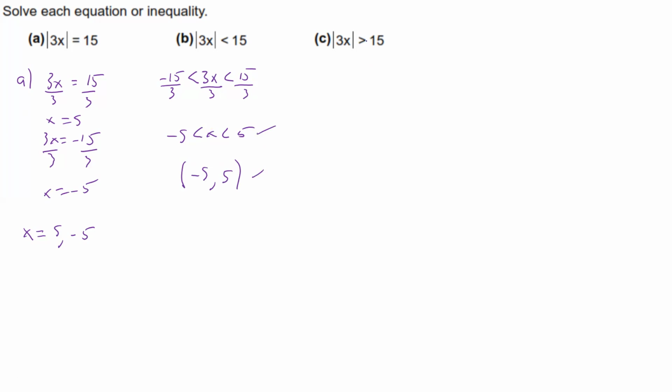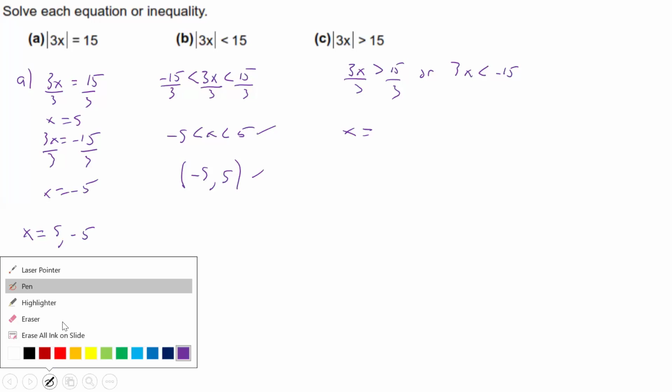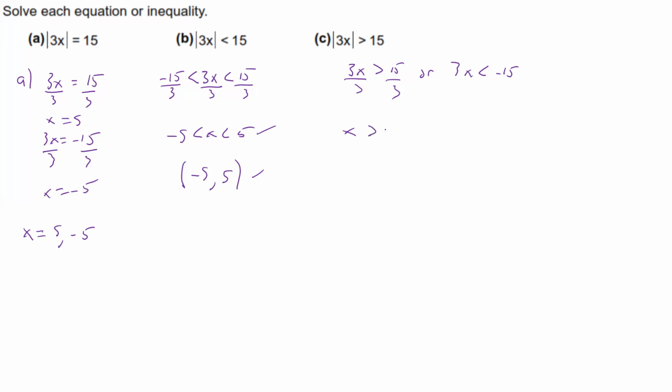Now with the greater than, that one we end up with an or. 3x is greater than 15, or 3x is going to be less than negative 15. So we have the or. It's going to be this or this. So again, we divide by 3. So x is greater than 5, or divide by 3, divide by 3, x is less than a minus 5.